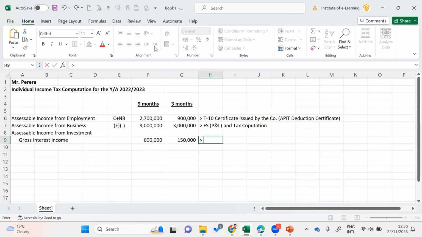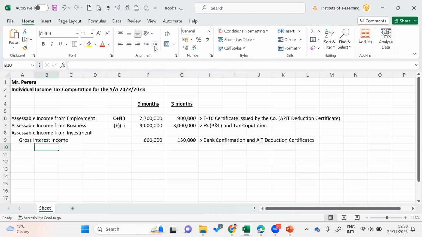How do you get confirmation on this? You can get bank confirmation, and for the second period, you can get advance income tax deduction certificates from the bank. They have to issue them monthly. Based on that, you can get these figures. Then if you have rent income, you can show the gross rent income over here.